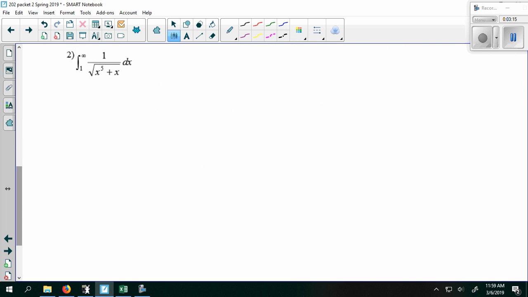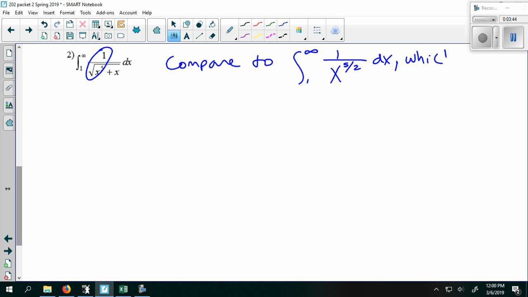Okay, the integral from 1 to infinity of 1 over the square root of x to the 5th plus x dx. I'm going to compare to the integral from 1 to infinity of 1 over, I'm just going to look at the leading term here, the square root of x to the 5th, which is the same thing as x to the 5 halves, which I know converges. Because that's 1 over x to the p. The integral from a positive number to infinity of 1 over x to the p converges whenever p is bigger than 1.